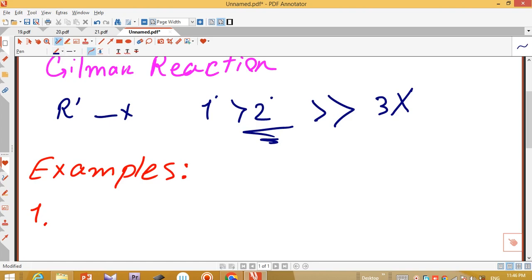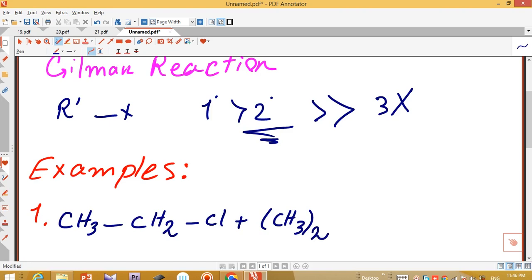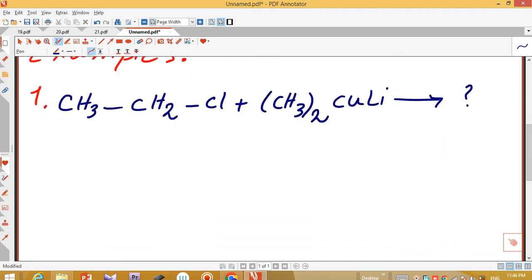Okay, so it's all about rate of reaction. So my friends, let's take an example. Without example, you cannot understand organic chemistry. That's right, my friend. So let's have ethyl chloride along with dimethyl copper lithium. Okay, so what is the product of that? You can write it down right now and you can guess the product. Very simple. I hope that you write it down.